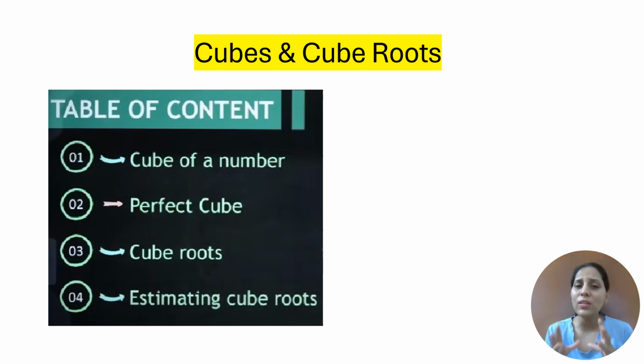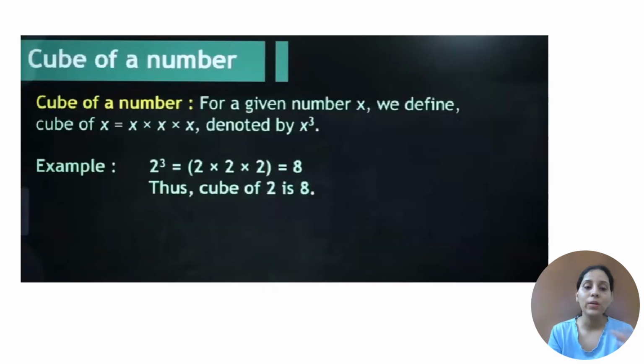Now I'm very sure this chapter will be very easy for you all, because squares and square roots was a very big chapter, but this is a very small chapter and it will look very easy as we have completed squares and square roots. So let's get started. First is cube of a number.